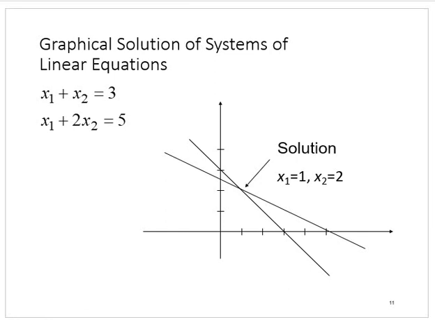And then you can also solve systems of equations using a graph. So if you can draw this line, x1 plus x2 is equal to 3, and then you also draw this line, where those two lines intersect, that will be your solution. So where these two lines intersect, that will give you your solution, provided this is x1 and this is x2.